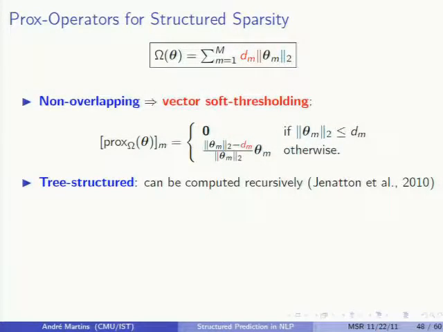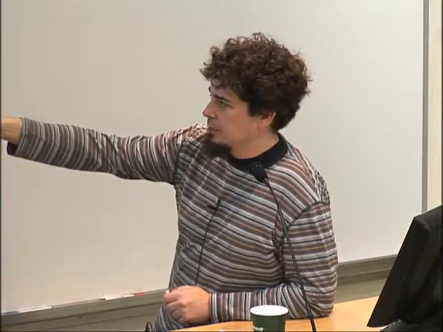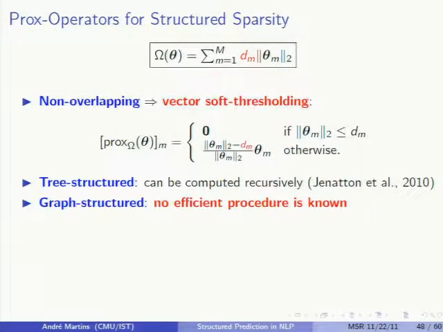Okay, so in the tree-structured case, we can still compute the proximal step recursively, and there is this very nice paper by Jenatton where he shows how to do it. But in the general graph case, so if you have something which is not a hierarchy, there's no efficient procedure known to compute the proximal step.